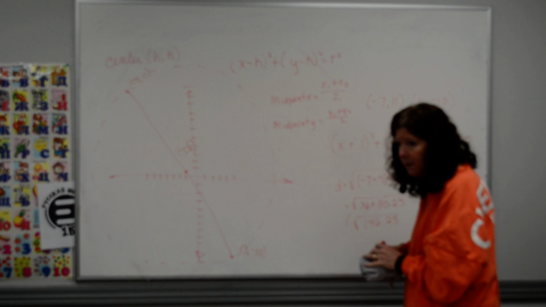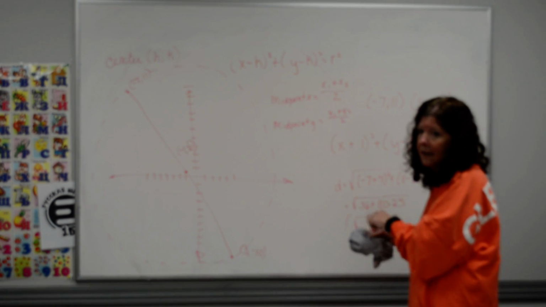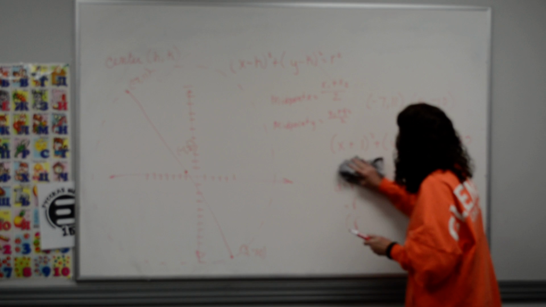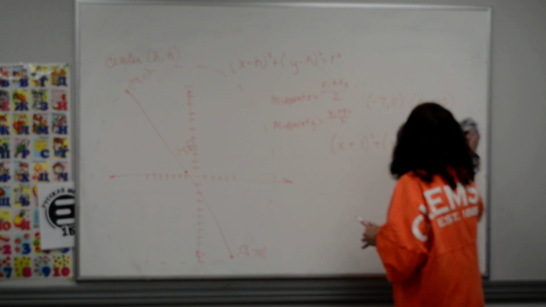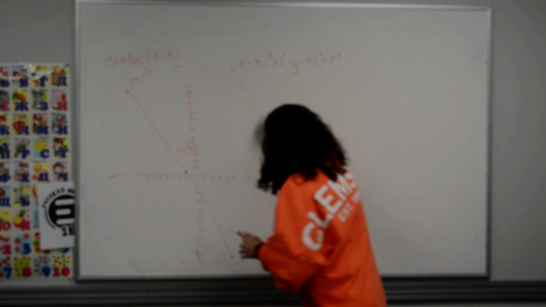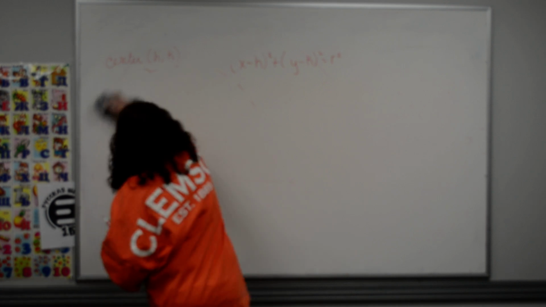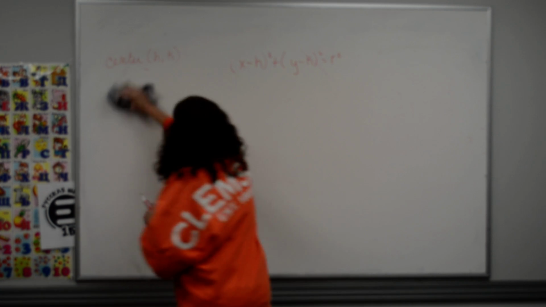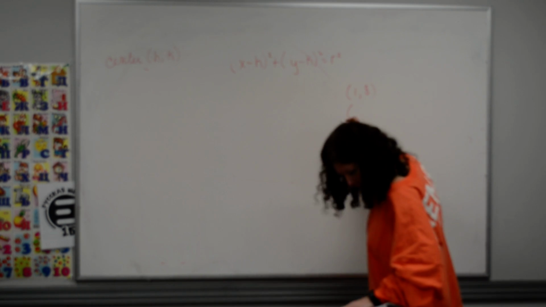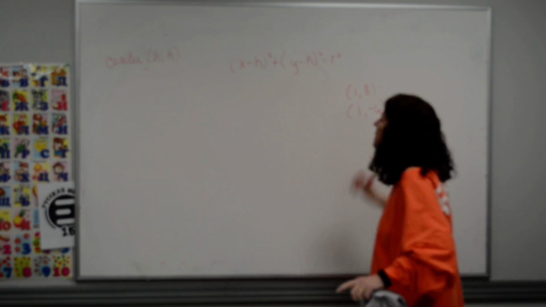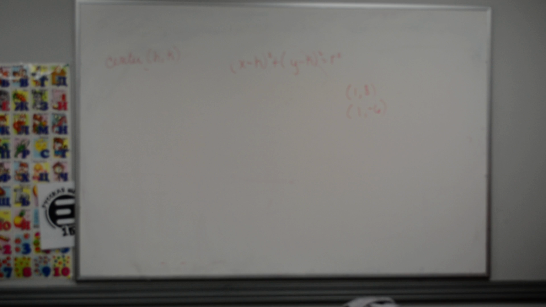Mm-hmm. All right, I'm going to have you do one and see what you can do with it. It's going to be easier than the one we just did because the numbers come out to be whole numbers. You're looking for the equation of the circle that has endpoints at (1, 8) and (1, -6). It's actually way easier because it's a vertical line, I'm sorry.